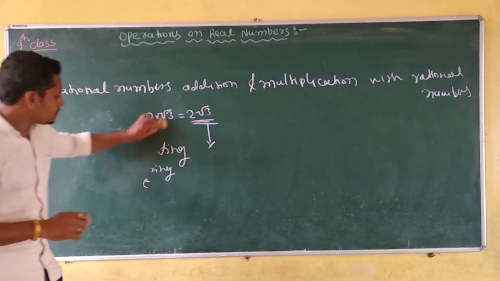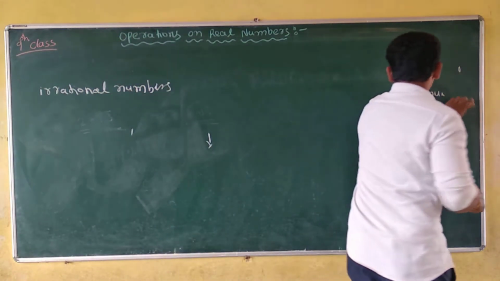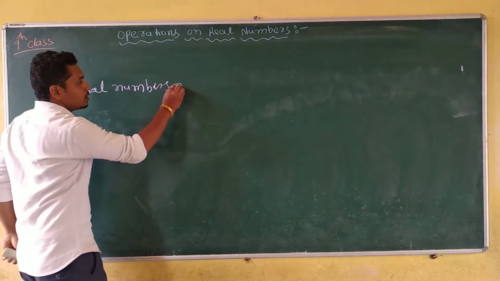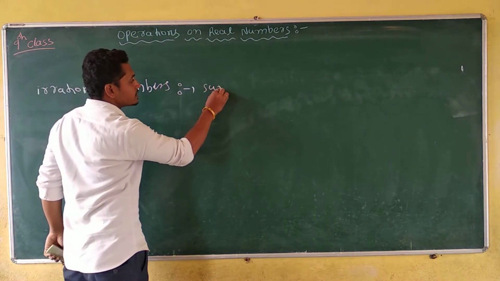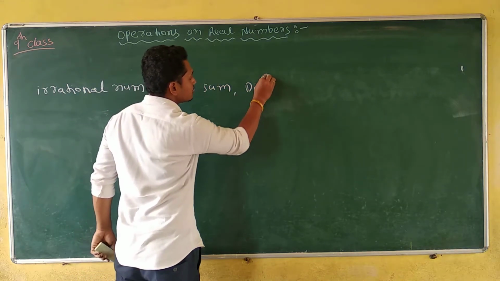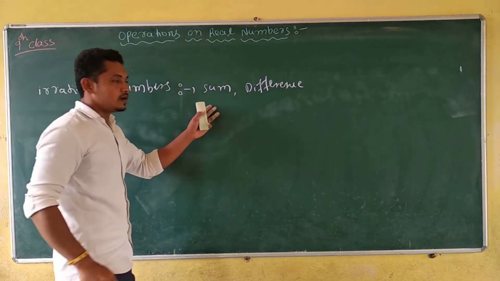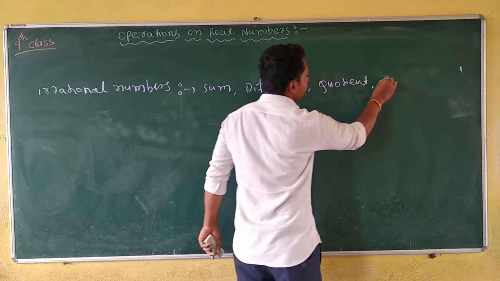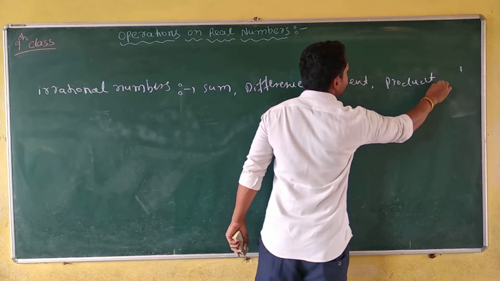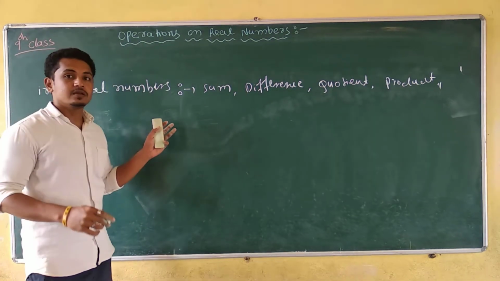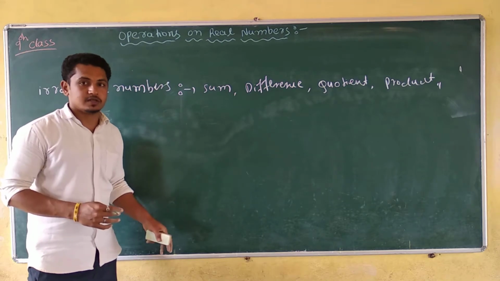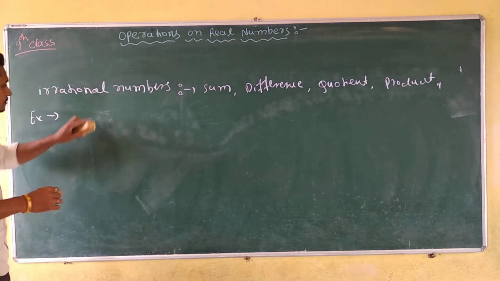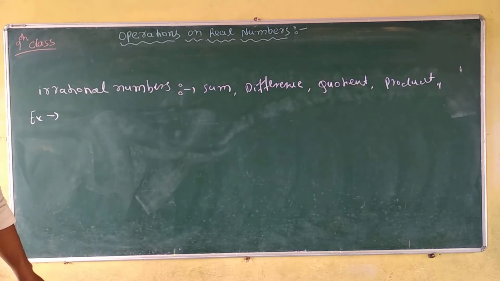But in the case of only irrational numbers, their sum, difference, quotient and product are not always irrational numbers. How is it? Let us see some examples.